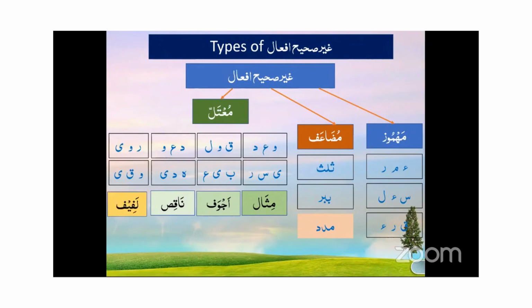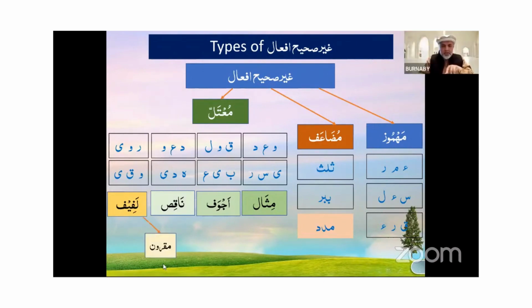What is the name for that? Lafif. Now the lafif has two types. One is makroon. Makroon means they are right next to each other. And the other name is mafrook. Mafrook means there is something in between. If I say mafrook is like farq, in Urdu, farq means that they are different. So something like that. So this is the terminology.